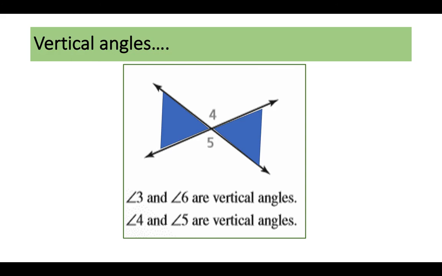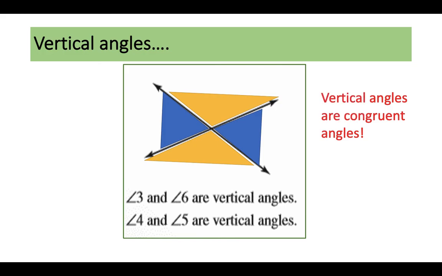4 and 5 are a vertical angle pair. They are always the same. Always, always. Vertical angle pairs are always congruent. They are always the same. Vertical angles are congruent angles. Vertical angle pairs are always the same.